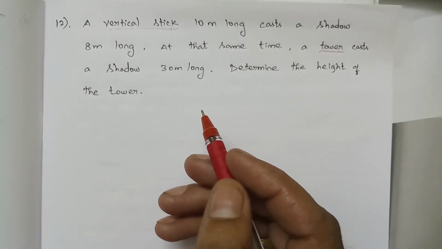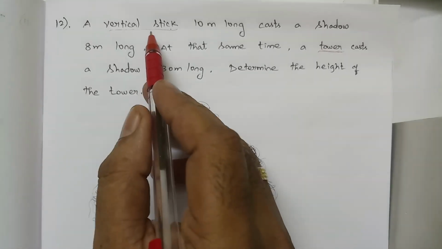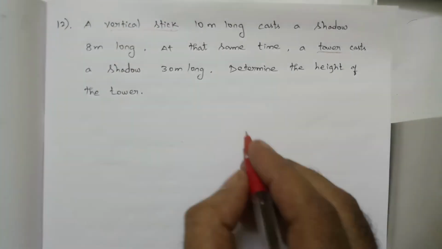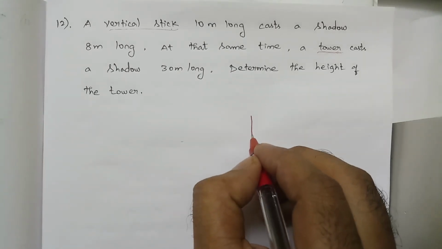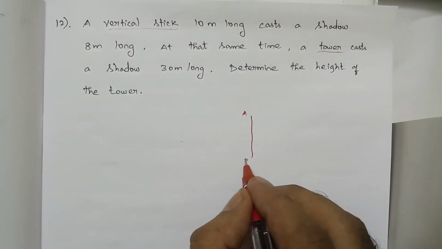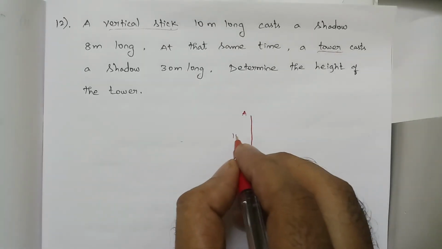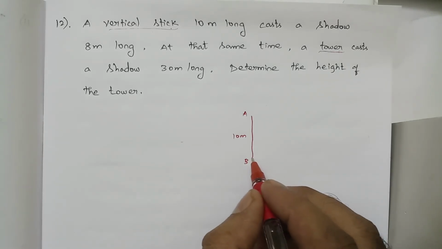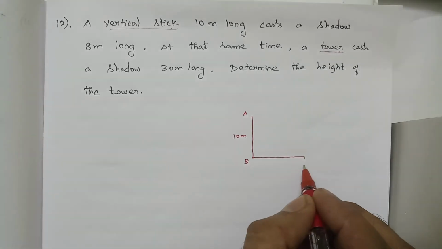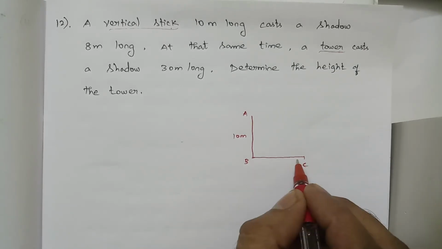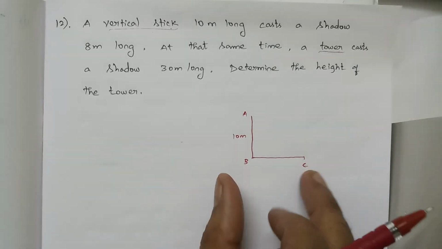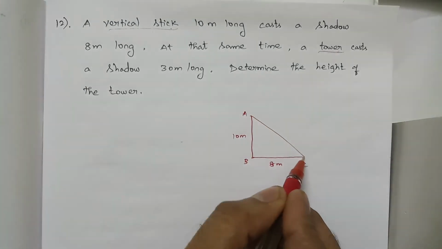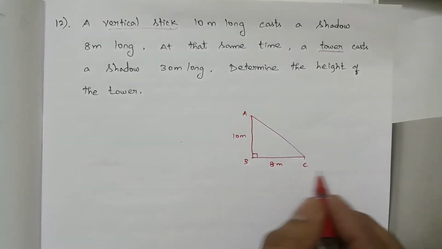Now we are having two cases, right? One is about the vertical stick, another one is about the tower. First, the vertical stick, a vertical stick 10 meter long. I'm taking AB as the vertical stick, so the height of the vertical stick is 10 meter. It casts a shadow 8 meter long. So BC is the shadow, the length of the shadow. How long? 8 meter. So now we have a right angle triangle ABC.